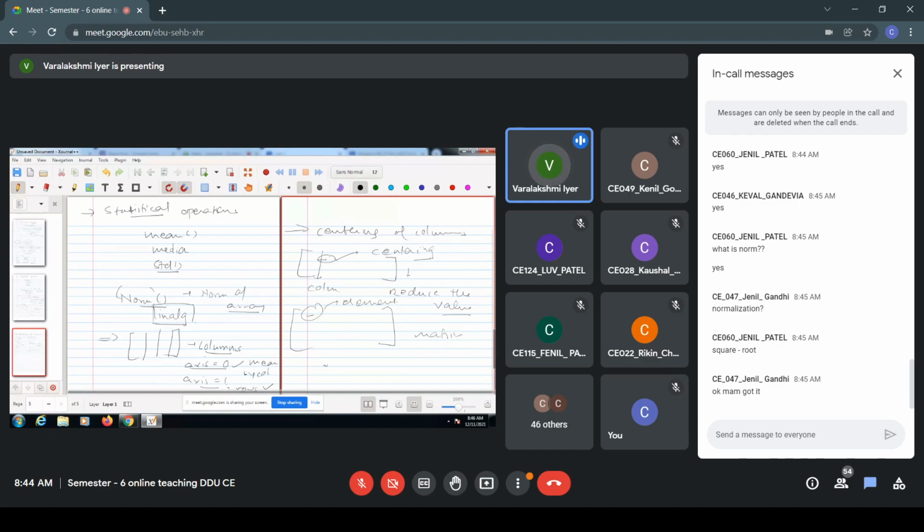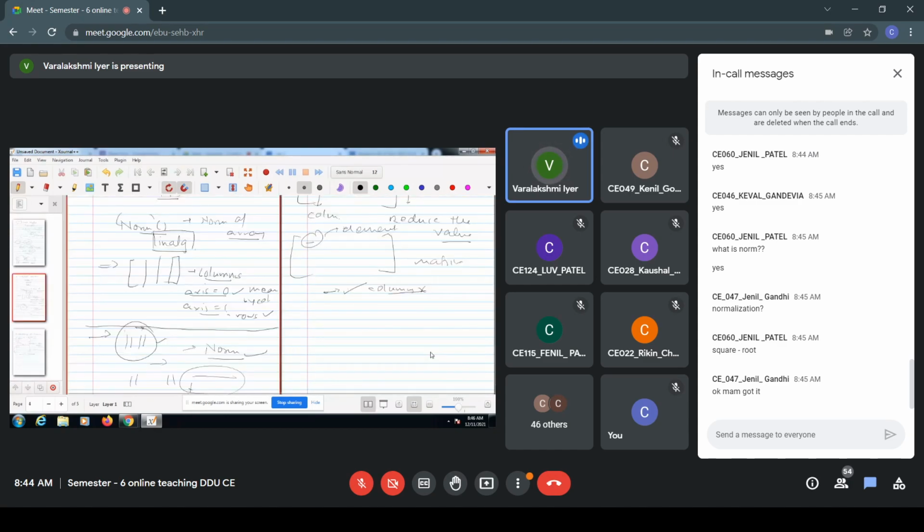Okay, so what will we do if we want to perform the centering through rows? What do you think, how can we perform the centering by rows of a matrix?